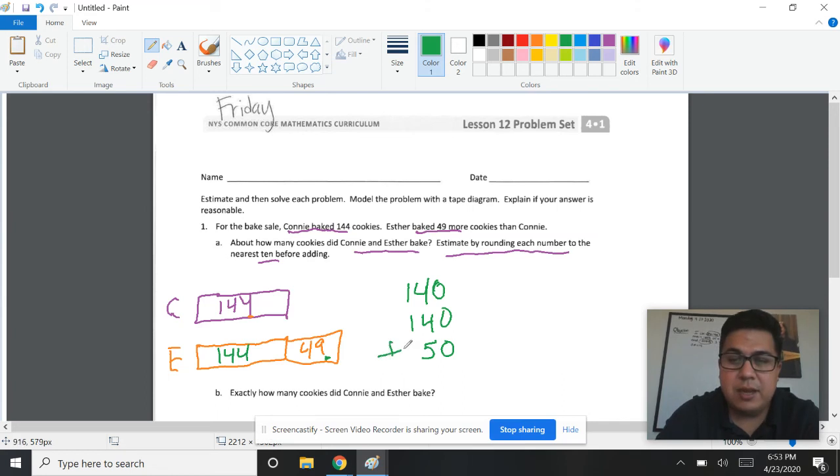Then we're going to add those up. 0 plus 0, 5, 6, 7, 8, 9, 10, 11, 12, 13. Bring up our 1. That's 330 cookies. That is our estimate for how many cookies Connie and Esther baked. On part B, you're going to want to actually solve the exact number. So you're going to use the exact numbers to solve it. Good luck with this question, guys.